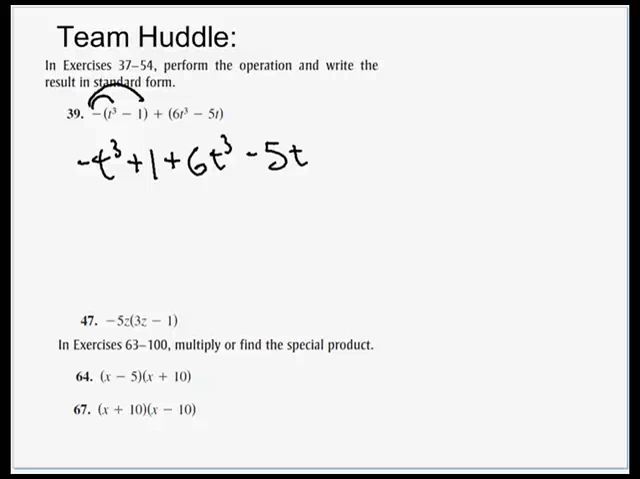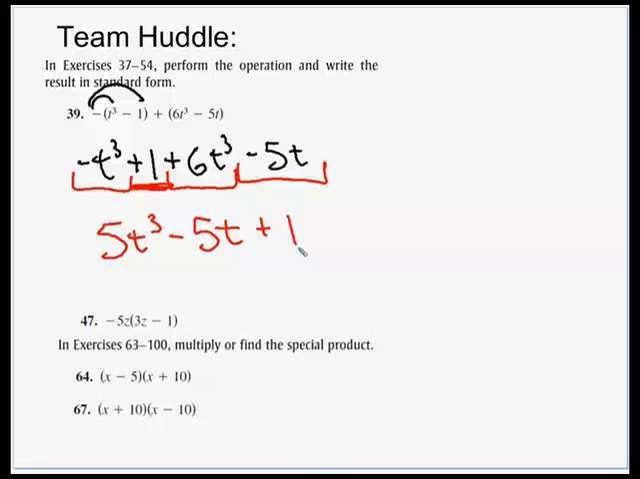So now let's collect up and combine what we can. Our third power variables, 6t to the third minus 1t to the third is 5t to the third. We don't have any squared terms, so we'll move on to first power. Minus 5t to the first is our next term. And then we're left with our constant, plus 1. And there we go. That's the sum of those two binomials.